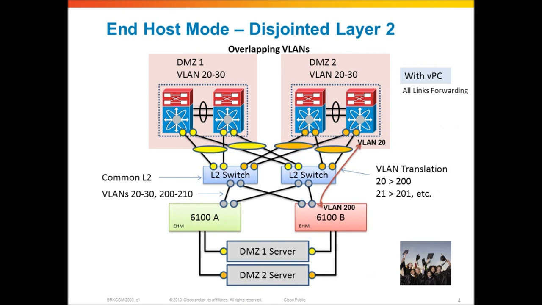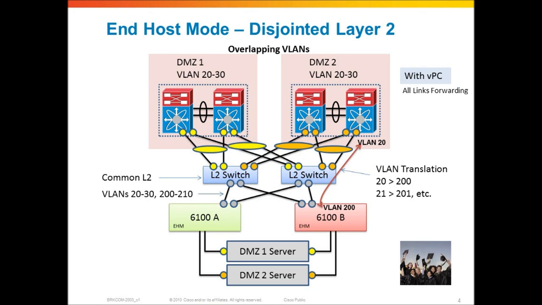Another way that you can attach UCS to separate upstream Layer 2 domains would be to insert a Layer 2 switch, a common Layer 2 domain, in between your Fabric Interconnect and your two upstream Layer 2 domains. Now there might be two reasons why you would do this. One reason that we're showing here is, if you remember on the previous slide, we had the luxury of having no overlapping VLANs between the two different upstream networks. But in this scenario here, we do. We've got VLANs 20 through 30 defined in each separate Layer 2 domain.